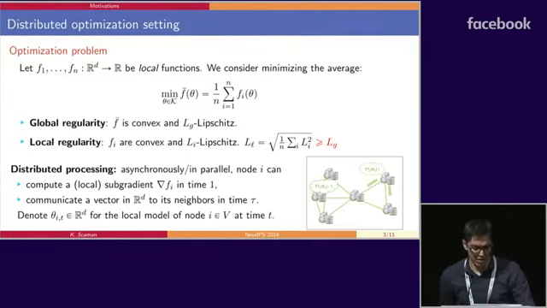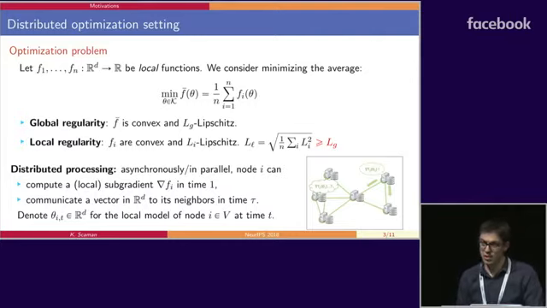Now, the way the computation is distributed is through a network of communications. So each node can, at the same time, compute gradients of its own function and communicate a gradient to its neighbors. Computation of a gradient takes an amount of time, 1 unit of time. And communication through the edges of the network takes a time tau.